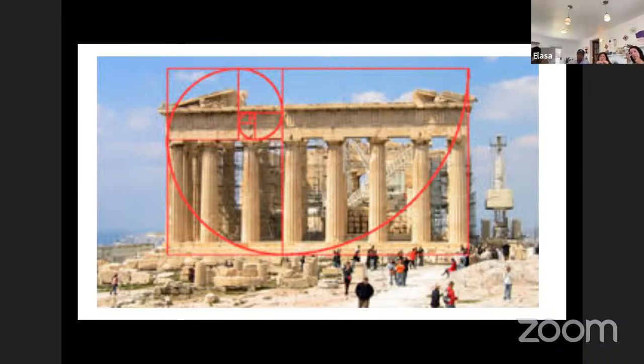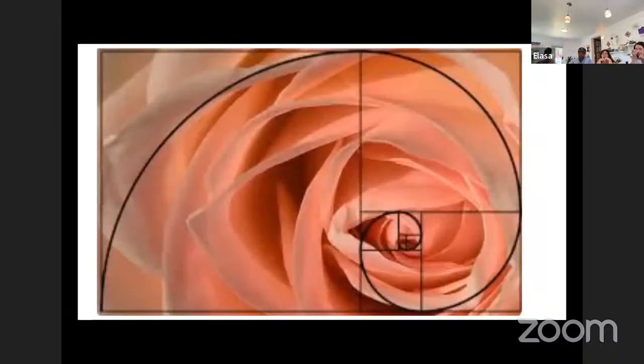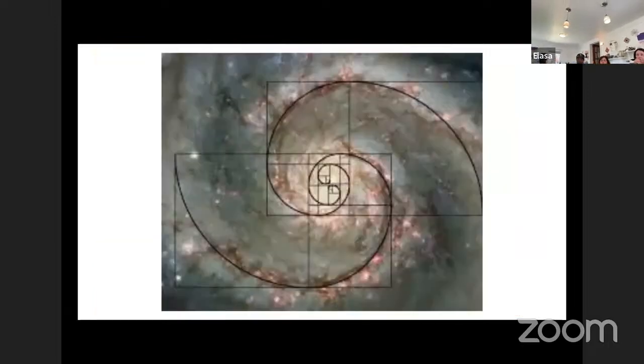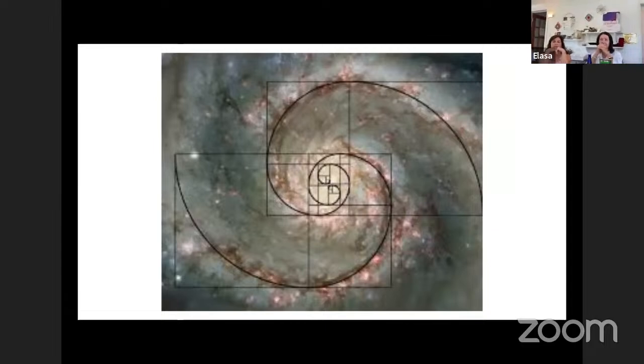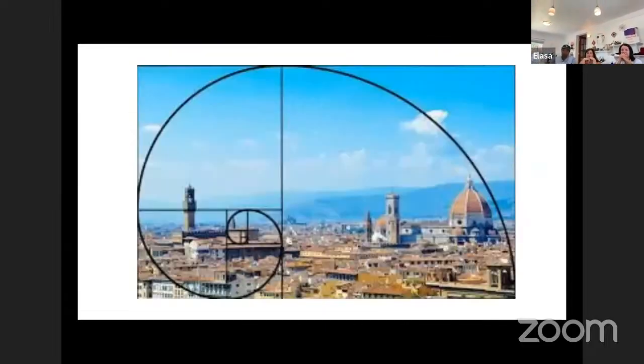But here's the Parthenon with it over top. Here's a rose. Here's the solar system. All the planets are rotating in this way. Hurricanes are fun to look at. You can even overlay it on top of cities and see if they're proportional. Meaning when things are proportional, you want to look at them. We want to look at everything around us that is in this proportion; we naturally are drawn to it.